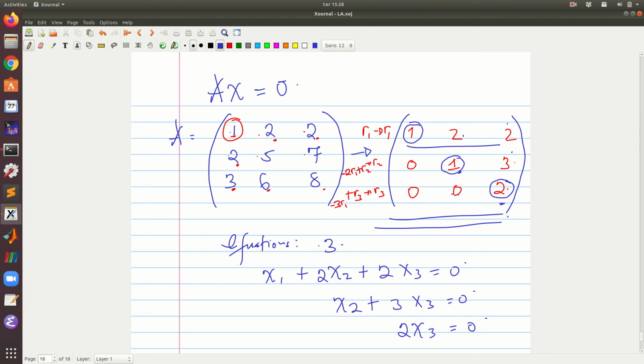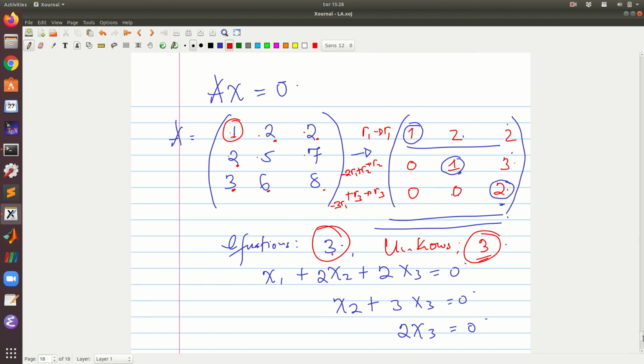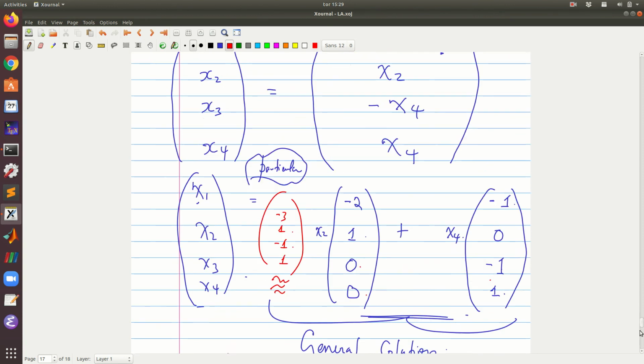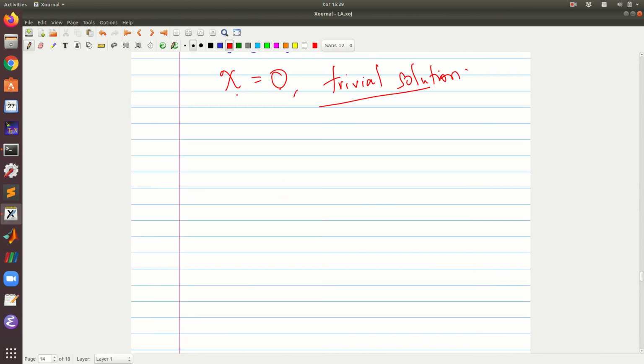So we have 3 equations. And how many unknowns do we have? The unknowns x1, x2, and x3 are 3. So 3 equations, 3 unknowns. First, the system is consistent and the number of equations equals the number of unknowns. When you see this, it is very different from what we had previously.